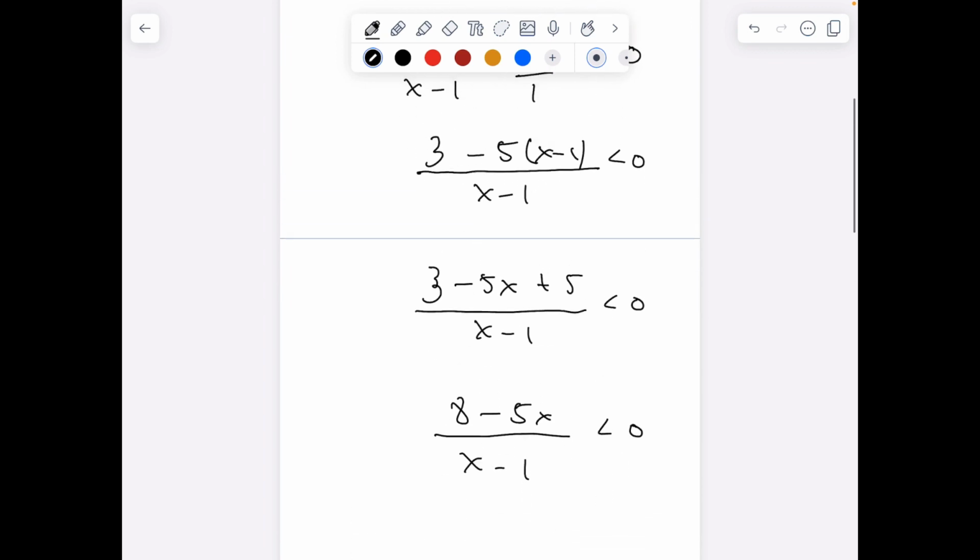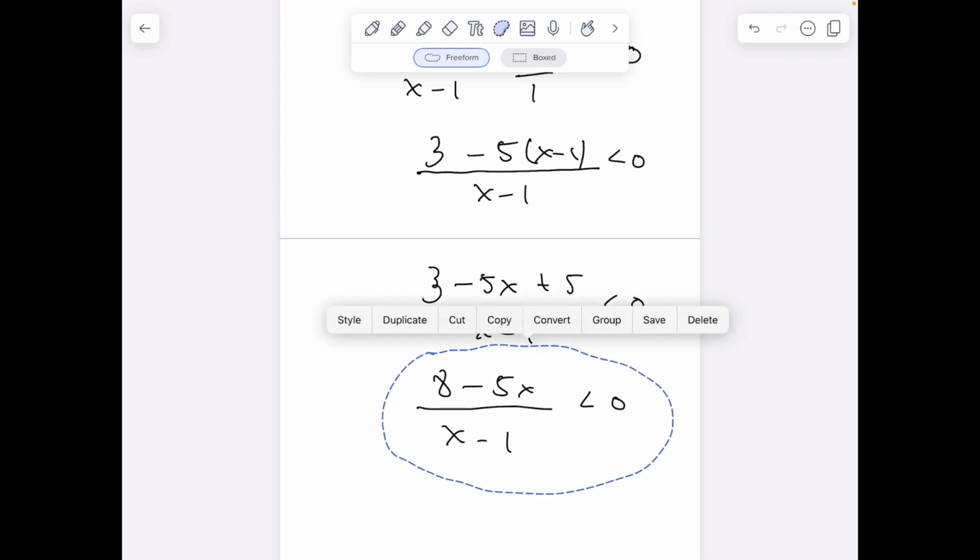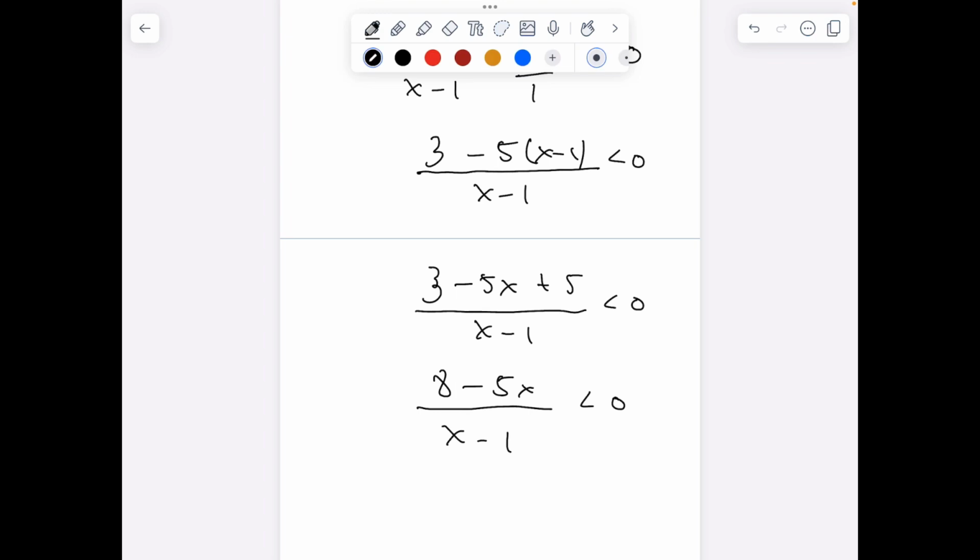Now, the next thing I'm going to do is find out where the numerator and denominator are equal to 0. So 8 minus 5x equals 0, and x minus 1 equals 0. So you would have 1, and you would have 8/5 for x. At these two places, your inequality is either 0 or it's undefined. And any other number that you pick other than these two is going to make your inequality positive or negative. So that's the importance of doing this step.